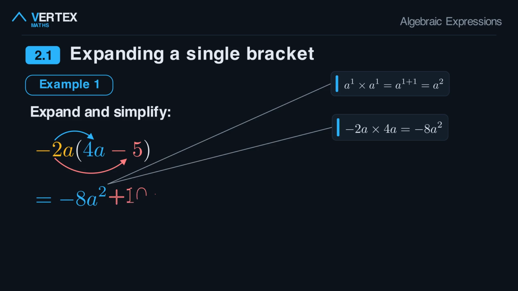For the second term, we have minus 2a times minus 5. A negative times a negative gives a positive, plus 10a. The sign is one of the most common places students drop marks. Minus times minus is always plus.